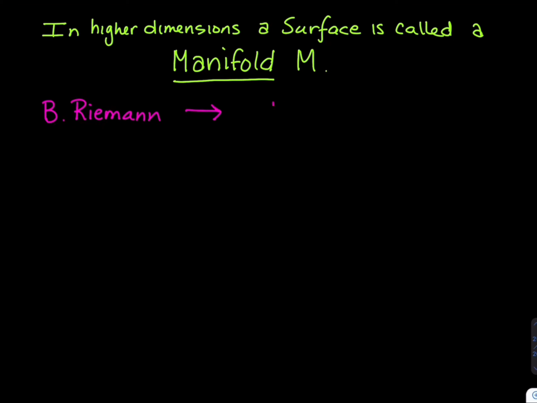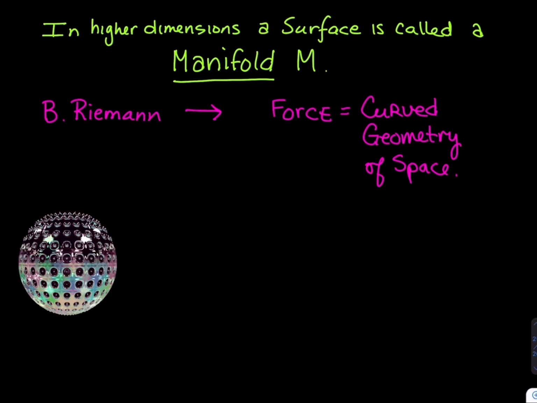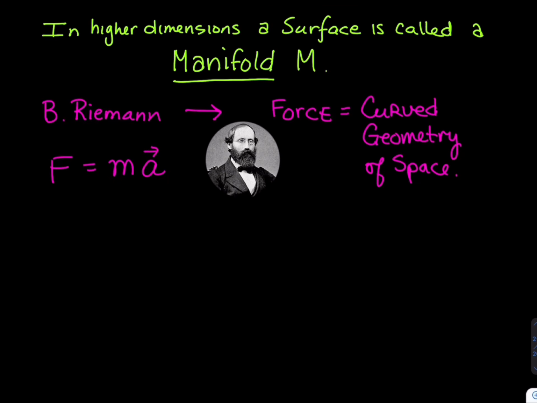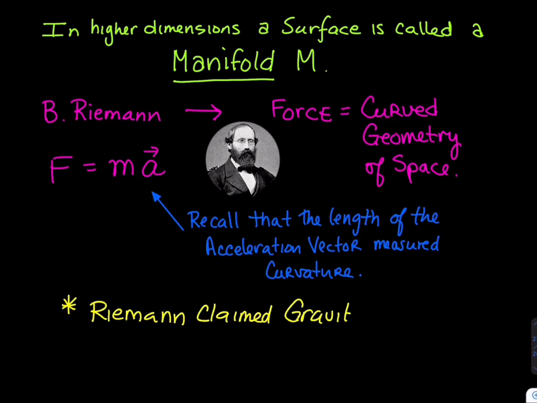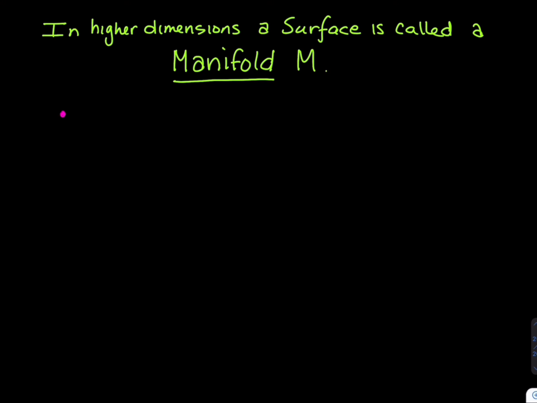So Bernard Riemann took the idea of curvature to higher dimensions and equated the curvature of geometric space to forces of nature. Force equals mass times acceleration, and recall that the acceleration, or at least the length of the acceleration vector, is how we measure curvature. Riemann claimed that gravity was due to some sort of curvature in a fourth dimension that we experience in three dimensions.